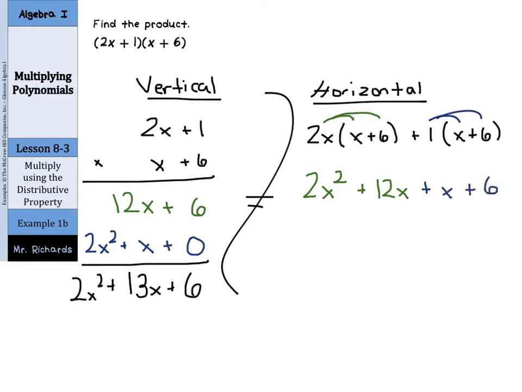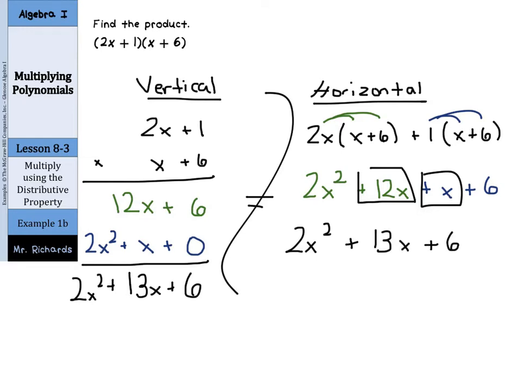is 6. And once again, we can combine like terms using the same degrees. So we'll have just 2x squared plus 12x and 1x combined to be 13x, plus 6. And that's the horizontal method of finding the product. So the vertical and the horizontal.